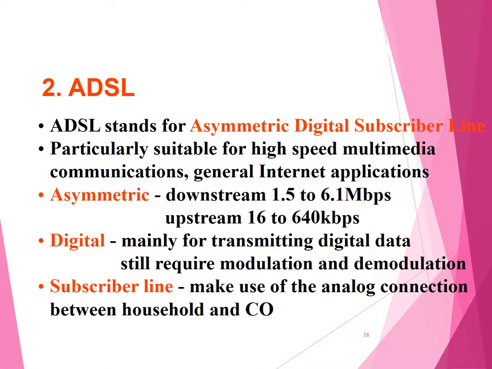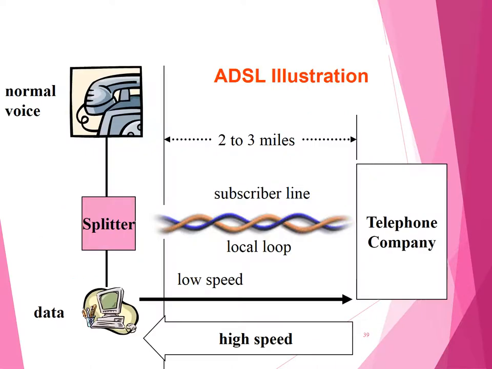ADSL, asymmetric digital subscriber line, is particularly suitable for high-speed multimedia communication and general internet applications. Asymmetric: downstream 1.5 to 6 Mbps, upstream 16 to 640 kbps. Digital, mainly for transmitting digital data, still requires modulation and demodulation. The subscriber line makes use of the analog connection between household and central office. A normal voice splitter separates voice and data. ADSL illustration: 2 to 3 mile subscriber line, local loop, low speed, high speed, telephone.